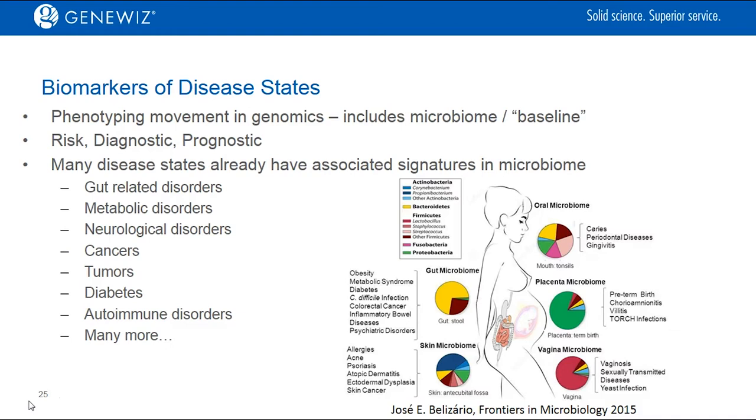If you haven't been monitoring this field, you'd be very surprised how many links we are finding to disease. Studies on this topic are coming out almost every day, whether it be in human or animal models. And if you look to the diagram on this slide, you can see some of these disease states that already have strongly linked microbial signatures, a few of which I've mentioned.